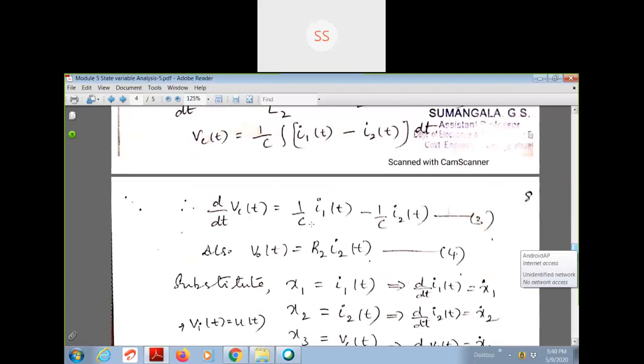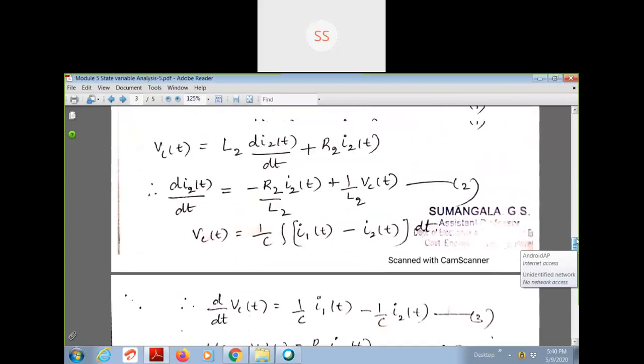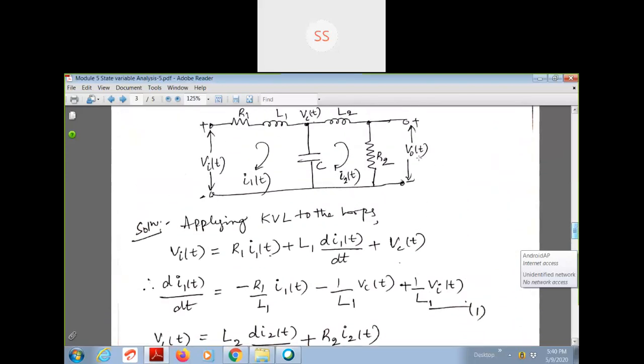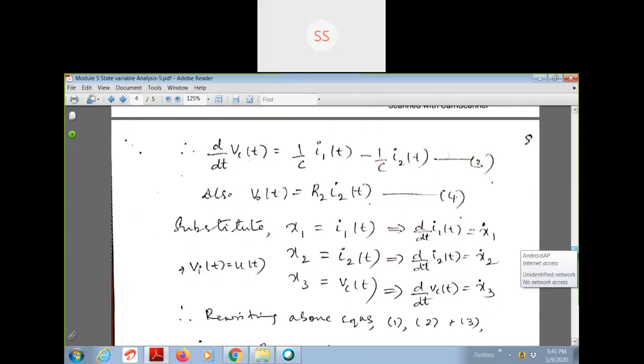After writing these three state equations, now we will write the output equation also. The output is V naught of t, which in the given circuit diagram is measured across R2. So V naught of t equal to R2 into I2 of t. That is our output equation, call it equation 4.